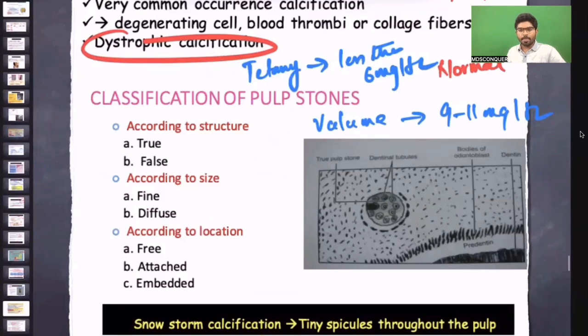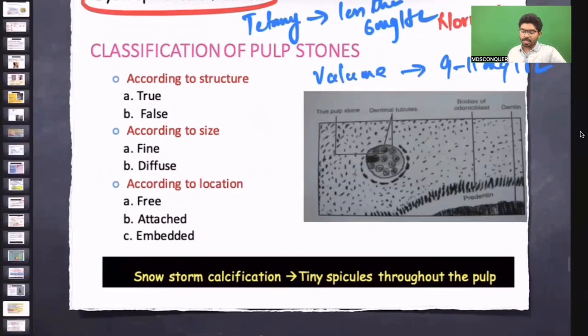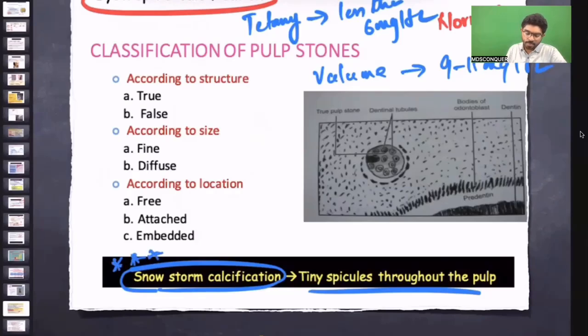So yes, you have different types of pulp stones: true, false, fine, defined, free, attached, and embedded. And sometimes the pulp stones can appear as snowstorm calcifications, like tiny spicules throughout the pulp. So they are called pulp stones. So please do remember this tagline.